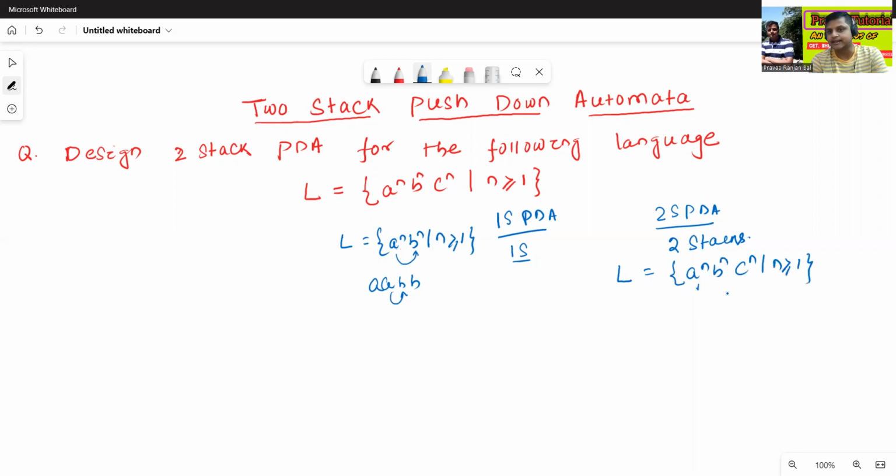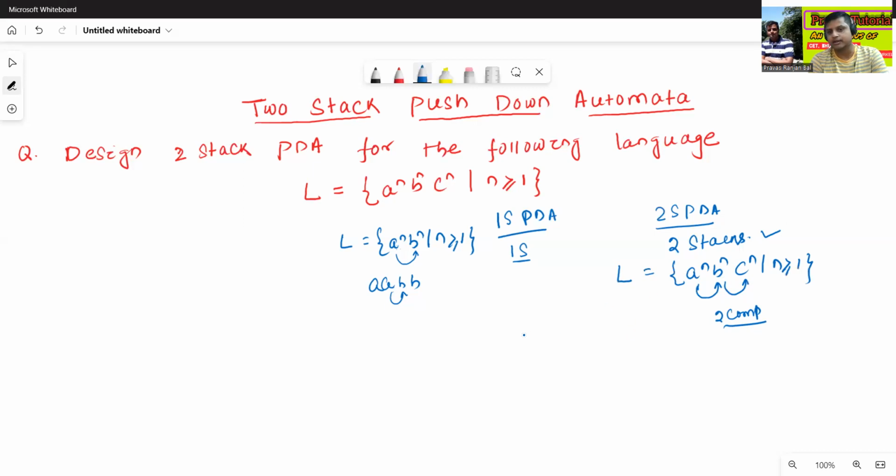In this example, the same number of a's follows the same number of b's, and the same number of b's follows the same number of c's. That means n number of a's follows n number of b's, and n number of b's follows n number of c's. Means here two comparisons will be required. Since two comparisons will be required, we must need two stacks.